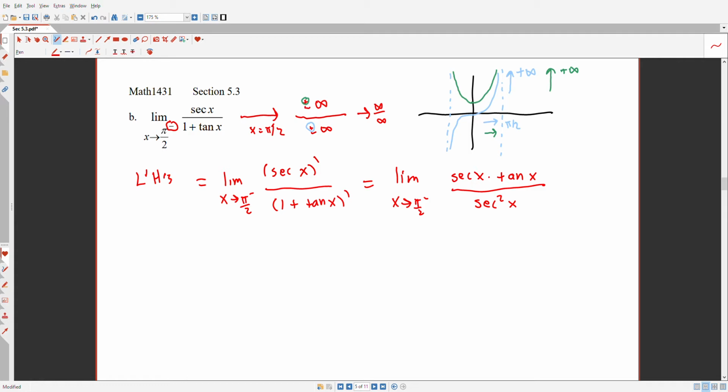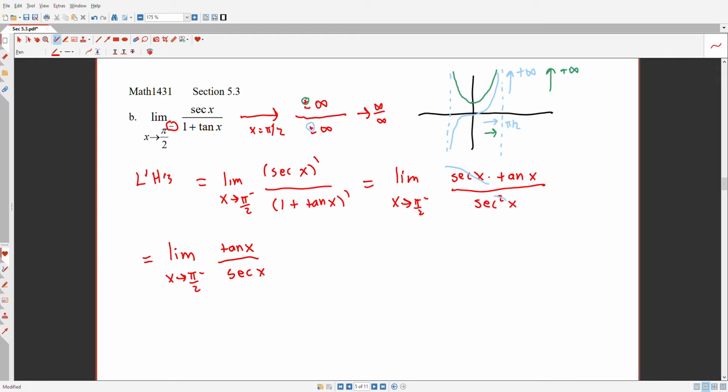I think I got those right. Those sound right. All right, so before we plug pi over 2 back in, we can try to clean this up a little, make this look a little nicer to evaluate. I can certainly cancel a secant x from the bottom and the top, and so I get tangent x divided by secant x. And it's true, if you plug this in right now, you're going to get infinity over infinity.